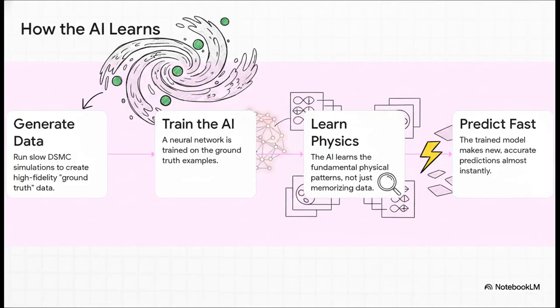So how exactly does this apprentice learn its craft? Well, first, you have the master do its thing. You run those slow, perfect simulations a few times to generate this pristine, high-quality data. That's your ground truth. Then, you feed all of that data to a neural network. And here is the absolute key, the thing that makes this so powerful. The AI isn't just memorizing the answers, not at all. It's learning the deep patterns, the fundamental physical rules that connect the inputs to the outputs. And once it's trained, it can make brand new, super accurate predictions almost instantly.